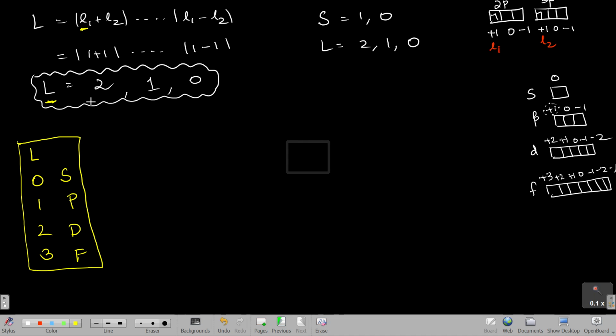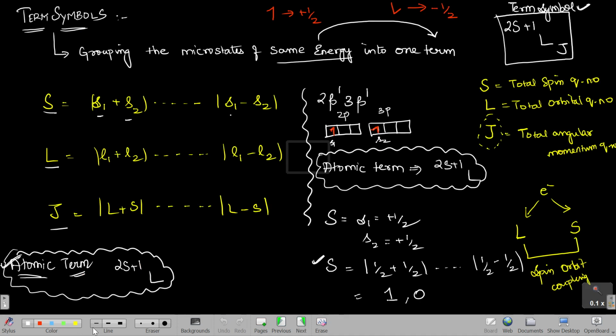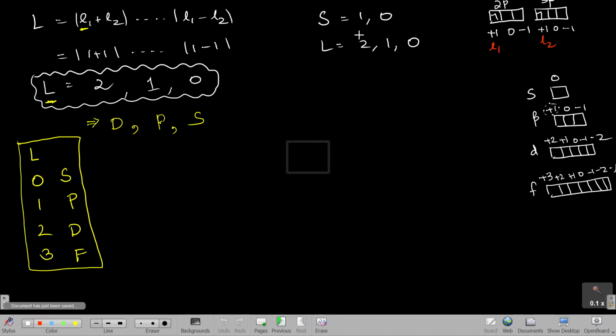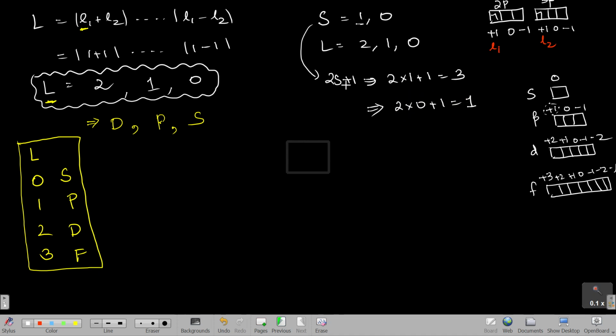So 2, 1, 0, so L is equal to 2, 1, 0, which means 2 is D, 1 means it is P and 0 means it is S. So these are the three terms that are possible. And the atomic term formula is 2S plus 1 L. So L value we have found out, S value also we have. So what is the 2S plus 1 value? If it is 1, 2 into 1 plus 1 is going to give me 3, and if it is 0, 2 into 0 plus 1 is going to give me 1. So basically there are two different 2S plus 1 values possible.